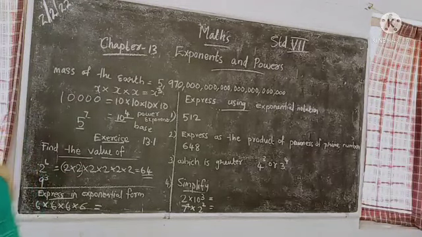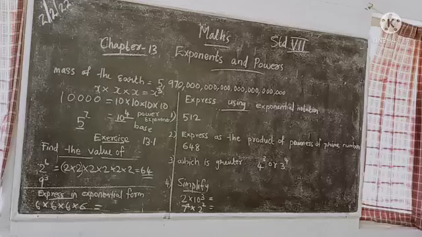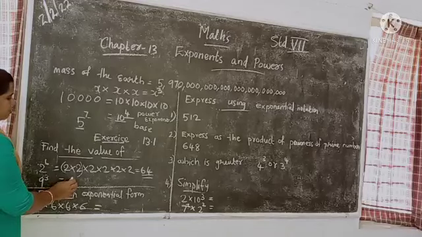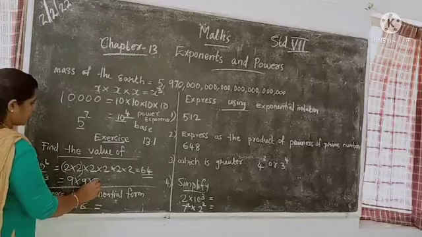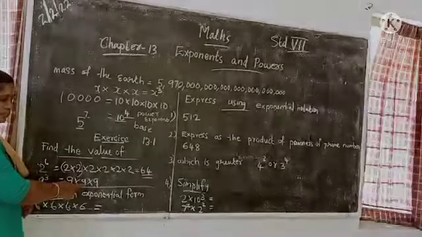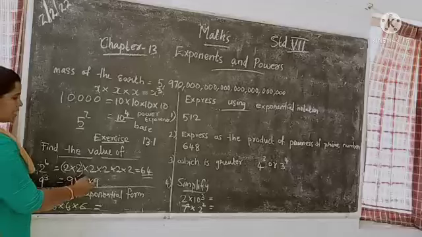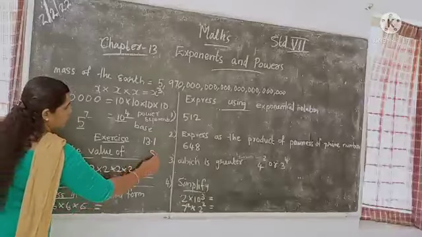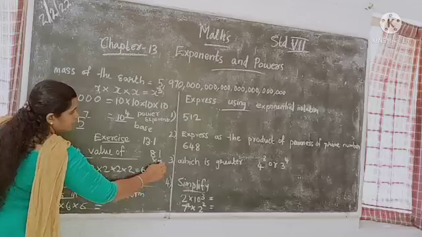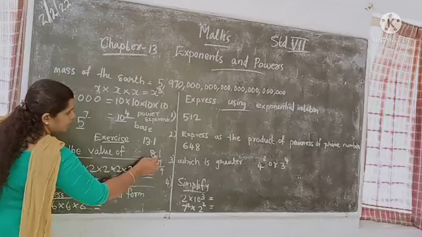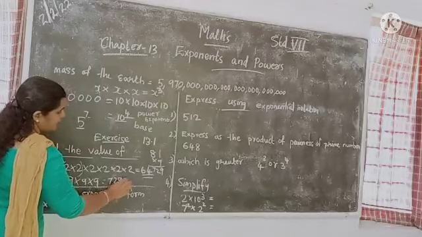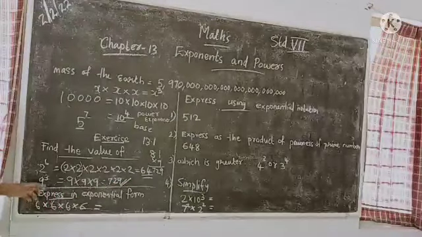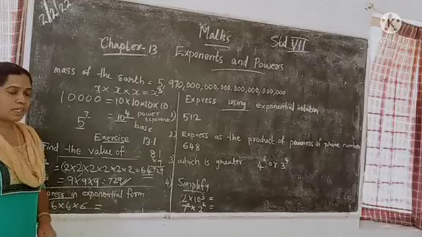Next one, 9 raised to 3. 9 raised to 3 is 9 multiplied by itself 3 times: 9 into 9 into 9. 9 into 9, 81. 81 into 9: 9 times 1 is 9, 9 times 8 is 72. That is 729.